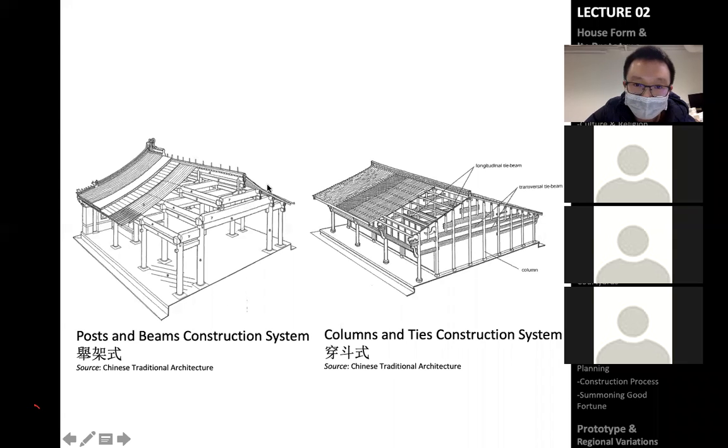So you can compare these two types. The post and beams is always used in governmental buildings or high-ranking buildings such as the palace, and also the wealthy merchant's house, and the columns and tie construction system is popularly adopted in the vernacular or poor people or ordinary people's house.